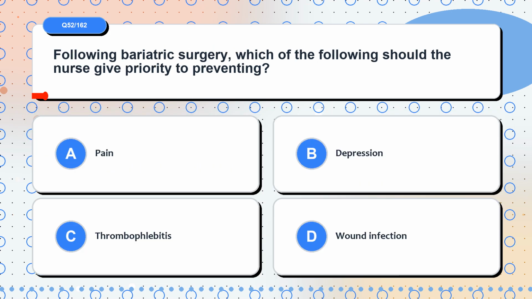Question 52. Following bariatric surgery, which of the following should the nurse give priority to preventing? Here are the options. Option A. Pain. Option B. Depression. Option C. Thrombophlebitis. Option D. Wound infection.